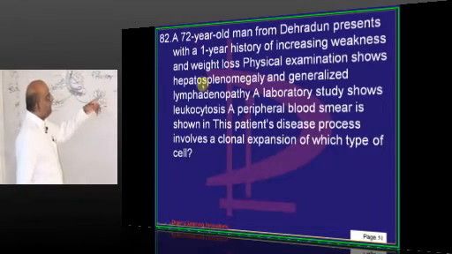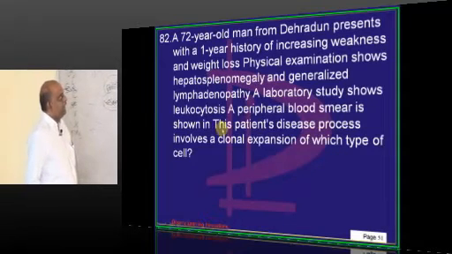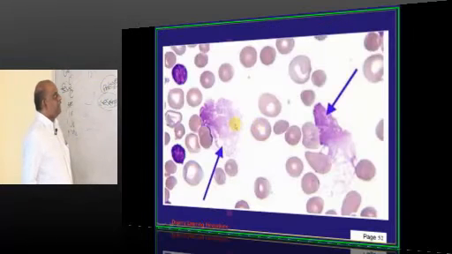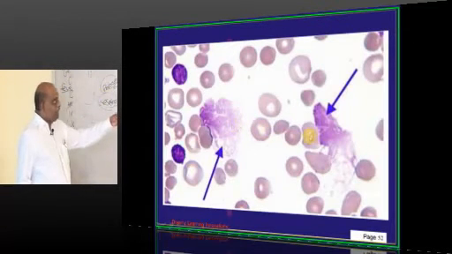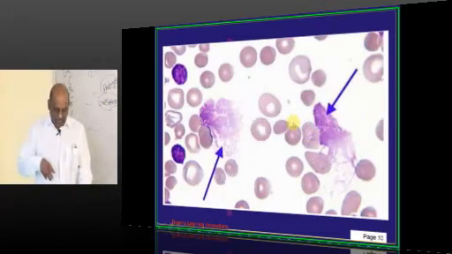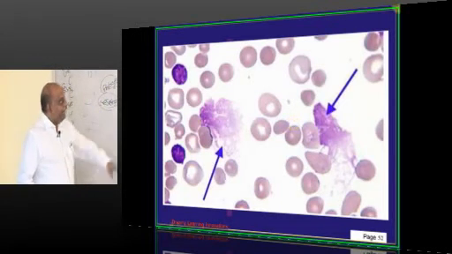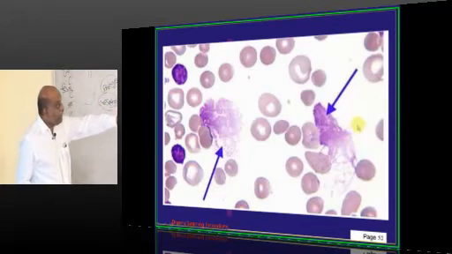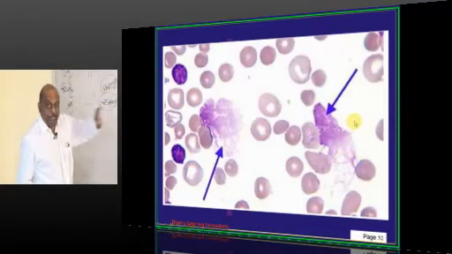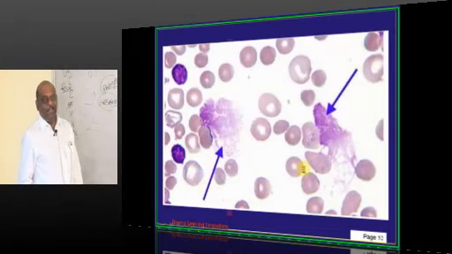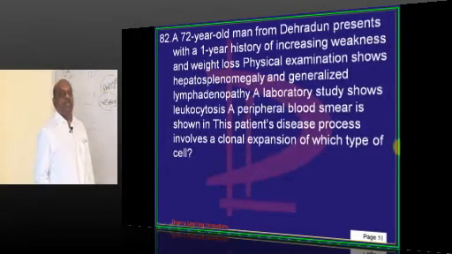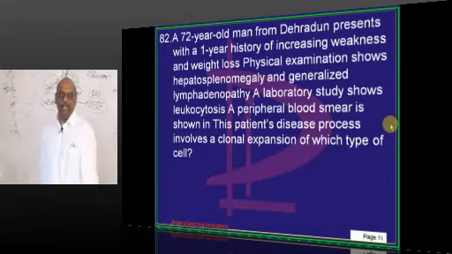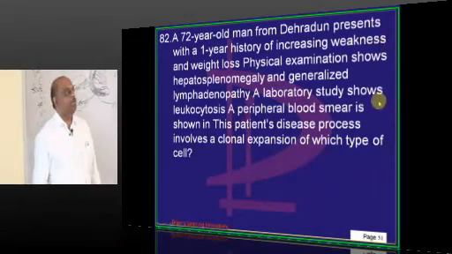A 72-year-old from Dehradun is having weakness and weight loss, hepatosplenomegaly, generalized lymphadenopathy. There is also leukocytosis and the peripheral smear is showing the presence of... When the peripheral smear is prepared, what happened? A weak lymphocyte got broken. And what is this cell called? A smudge cell. Presence of smudge cells in peripheral smear in an elderly man, which leukemia? CLL is what you need to remember. ALL occurs in children, CLL occurs in old age.